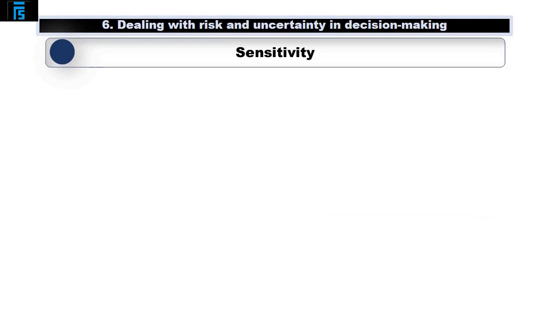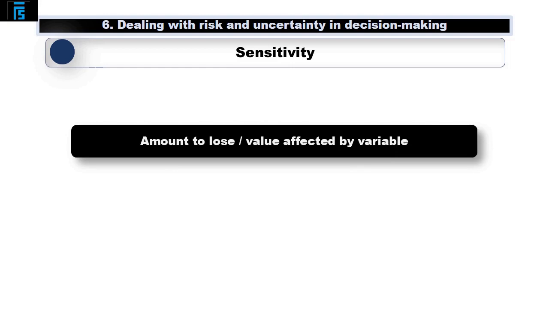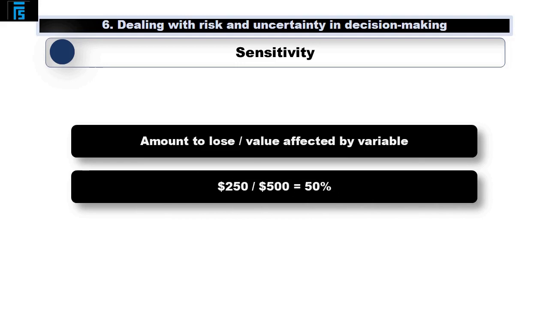Hopefully by now the approach is feeling familiar. In general, sensitivity is the amount we can stand to lose divided by the value affected by the variable we're looking at. For example, fixed costs again. The amount we can stand to lose is $250. The value affected by the variable we're looking at is $500, the fixed costs themselves. $250 divided by $500 is 50%.